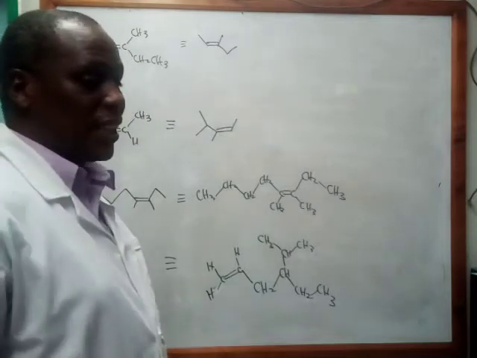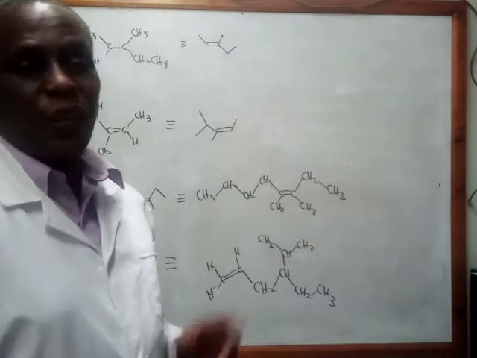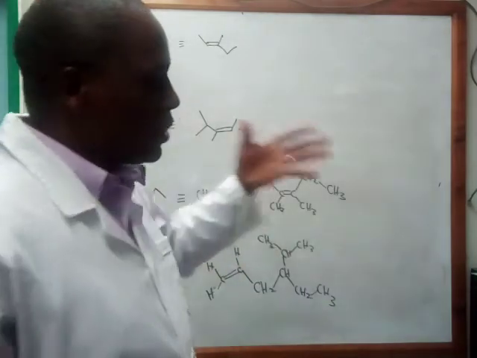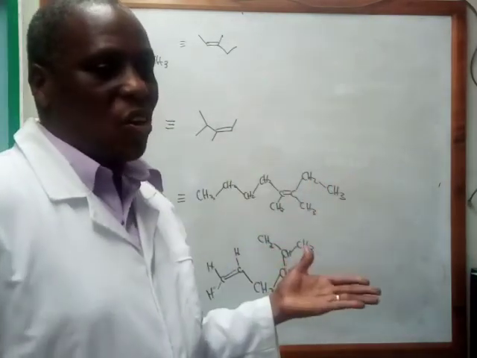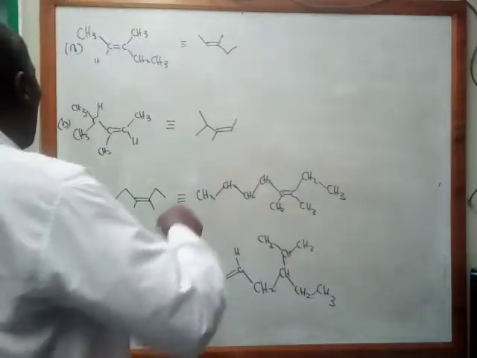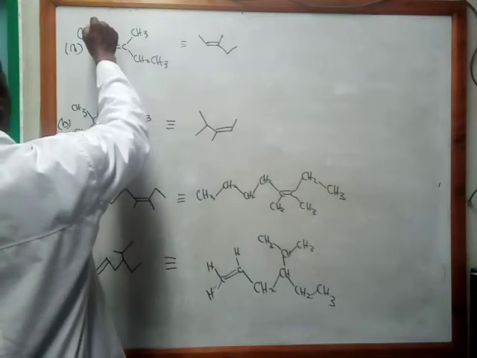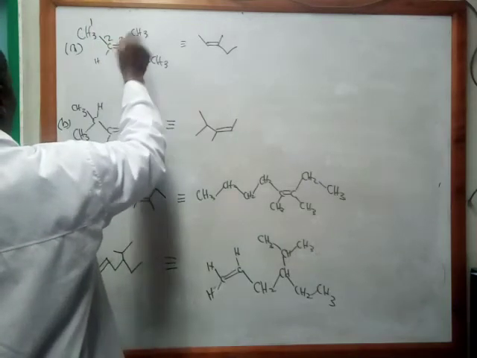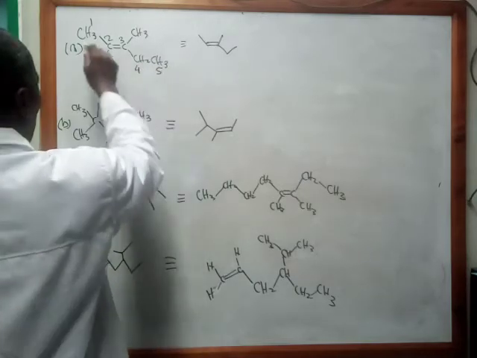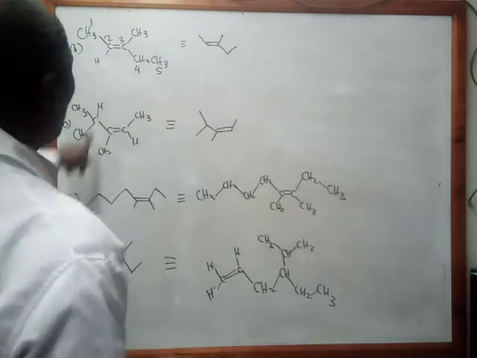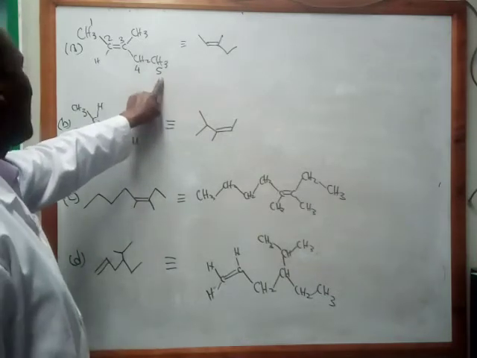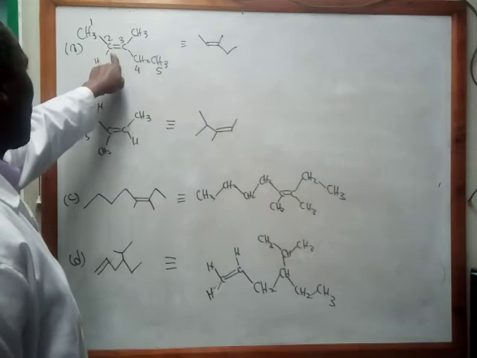The rules indicate that irrespective of the substituent, you need to number from the side of the alkene that will give the double bond the lowest number. So in this case, I'll have to start from this side. 1, 2, 3. Now, these are substituents, so this is number 4 and number 5. So this is an alkene containing 5 carbon atoms, so it is a pentene. And then the double bond is on carbon number 2.